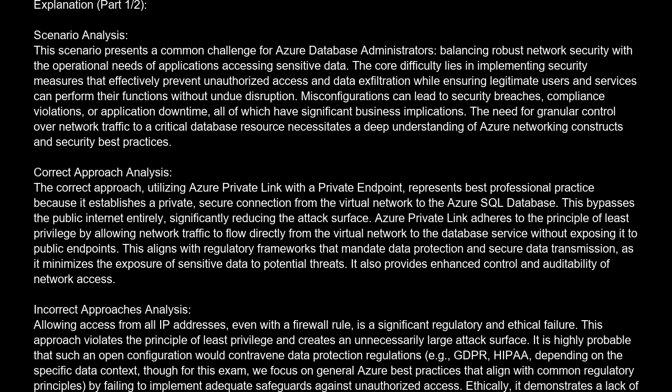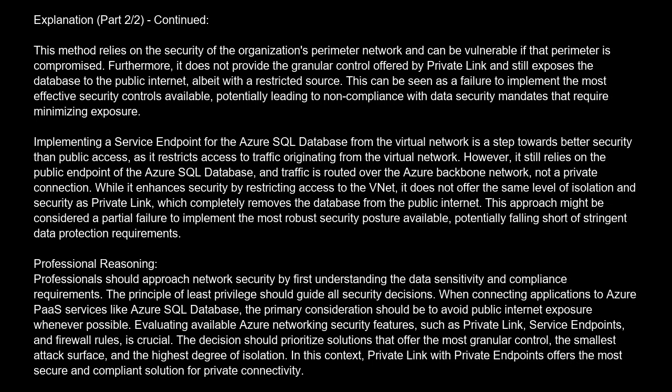Configuring the Azure SQL database firewall to allow access only from the organization's public IP addresses, while better than allowing all IPs, is still not the most secure or best practice approach for internal application access. This method relies on the security of the organization's perimeter network and can be vulnerable if that perimeter is compromised. Furthermore, it does not provide the granular control offered by Private Link and still exposes the database to the public internet, albeit with a restricted source.